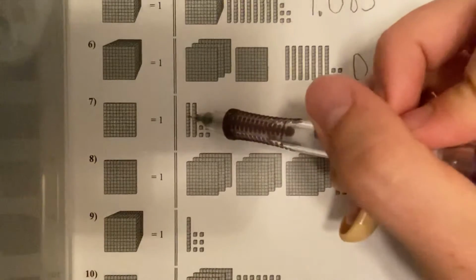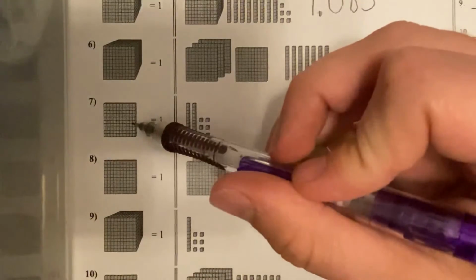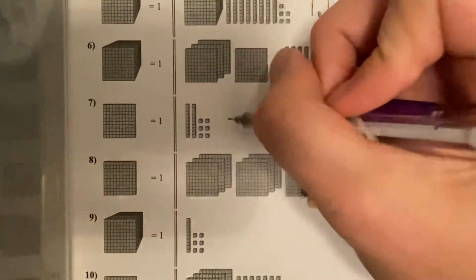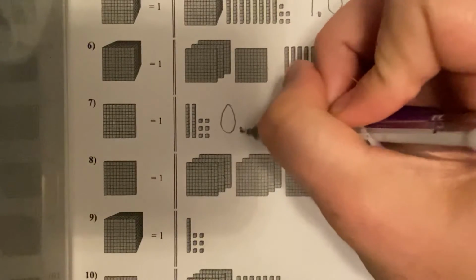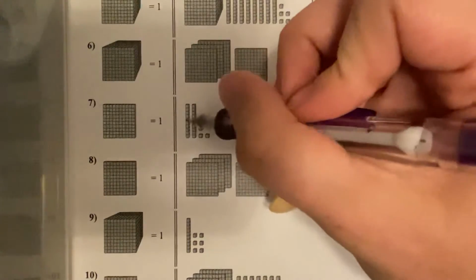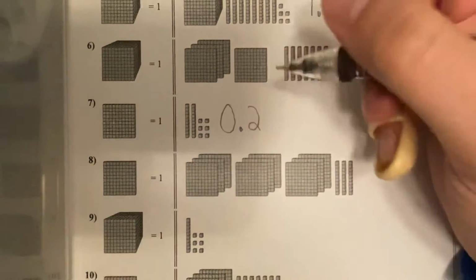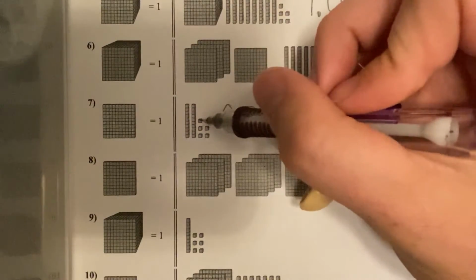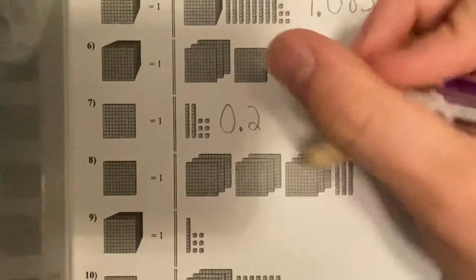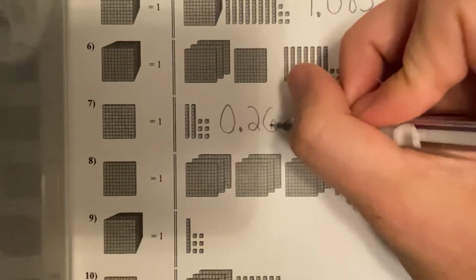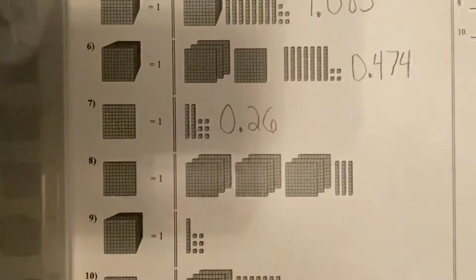Now this one, I have flat as my whole, and I have 0 flats, so I'm going to put 0. Then I count my rods, and I have 1, 2 rods. Okay. Then I count my little units, 1, 2, 3, 4, 5, 6. So 6 units. So my answer would be 0 and 26 hundredths.